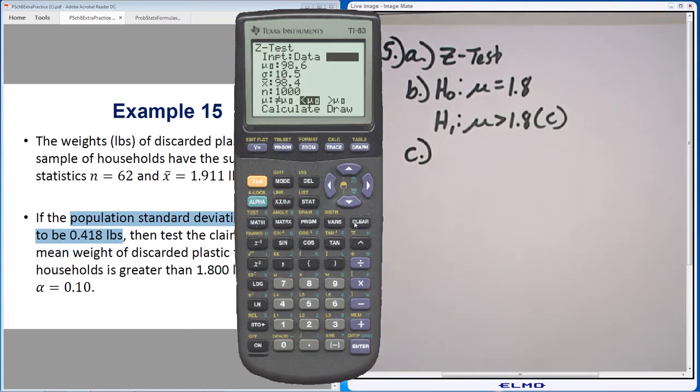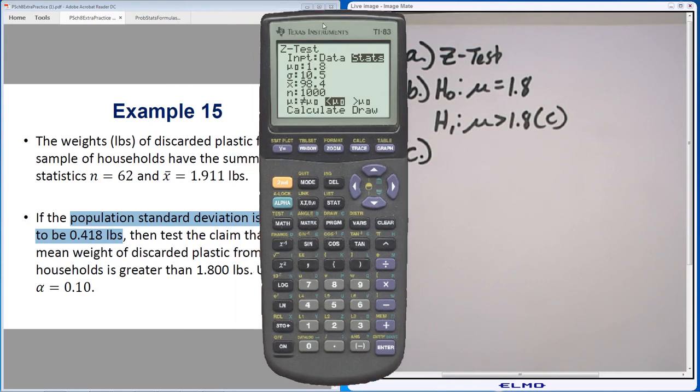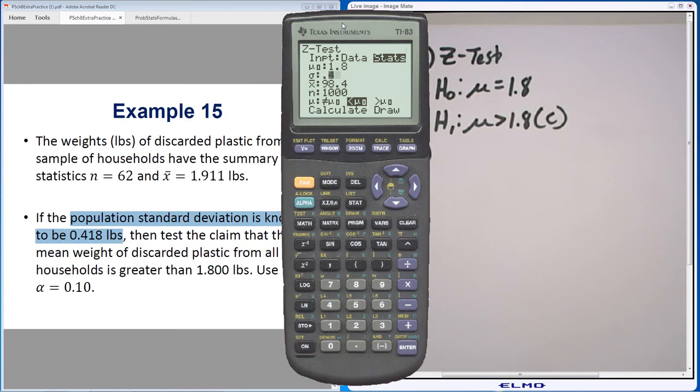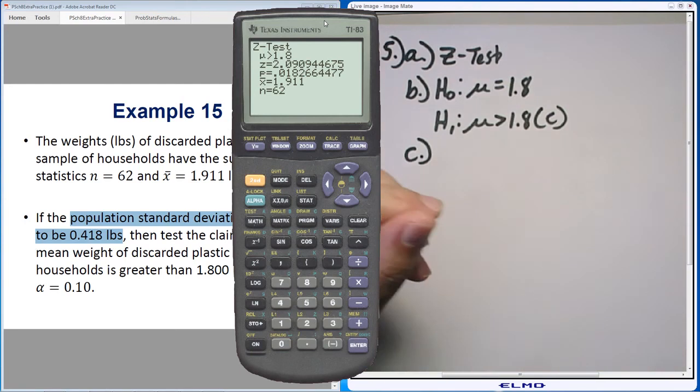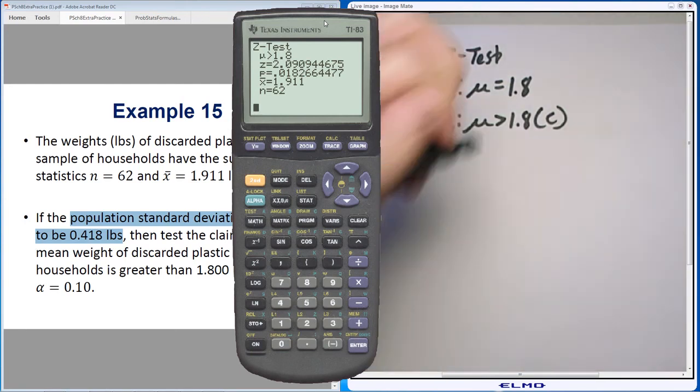Make sure stats is highlighted. All right, sigma is 0.418. X bar is denoted as such in the problem. N is also there. Make sure it says greater than. Here's my calculator input. And the p-value is going to be 0.0183.